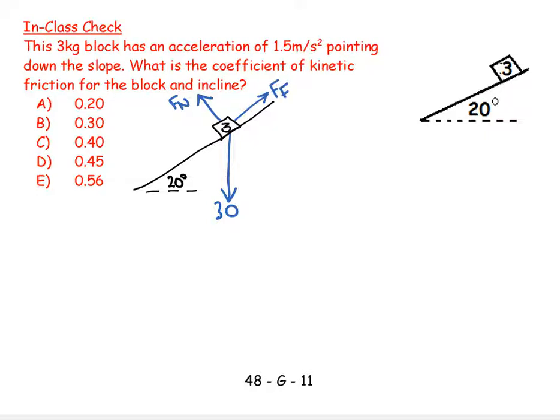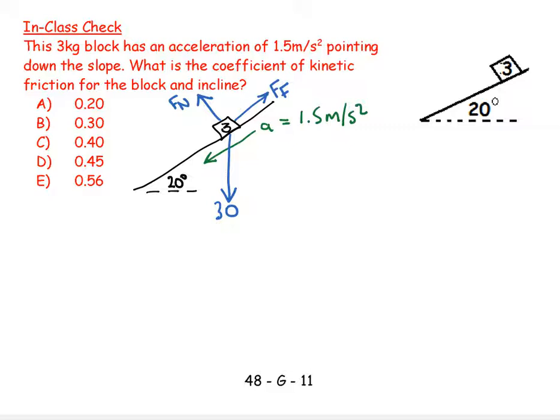But this force of friction is not sufficient to stop the acceleration. It's not sufficient to cause constant speed, which would be a statics problem, or to cause a stationary object, which would also be a statics problem. I'm still getting an acceleration. And so let's designate my acceleration. My acceleration is down the slope, and it is equal to 1.5 meters per second squared.